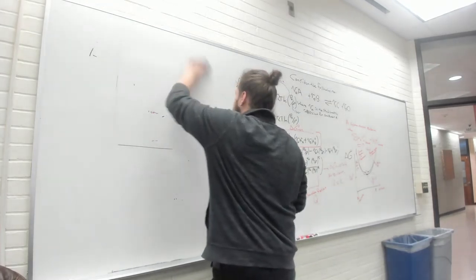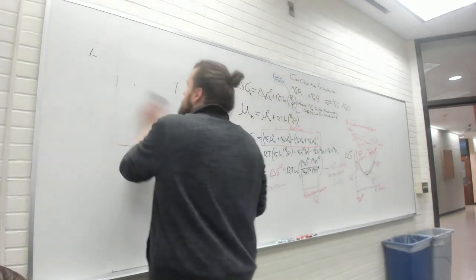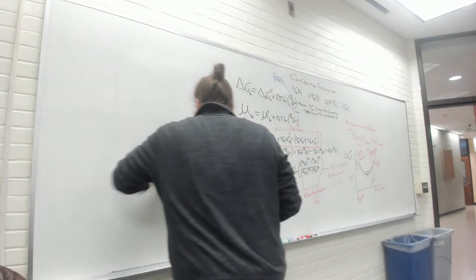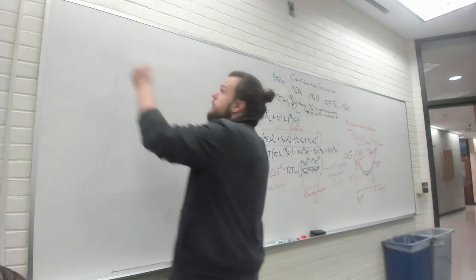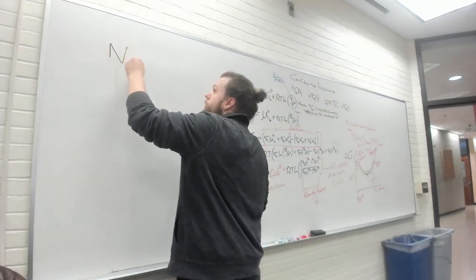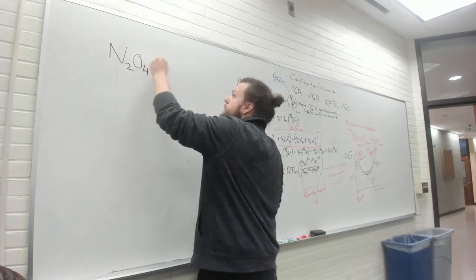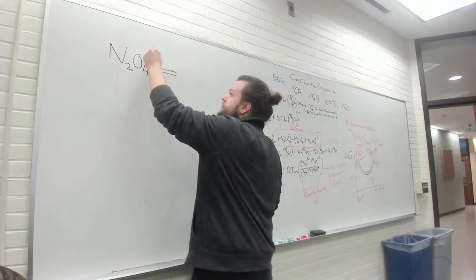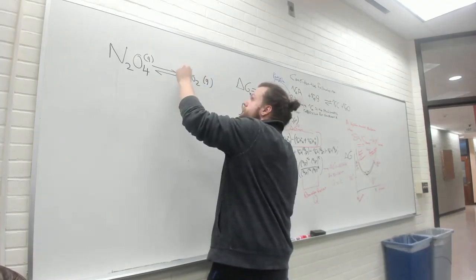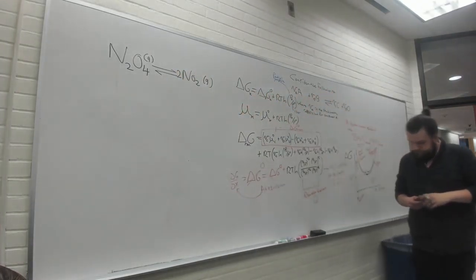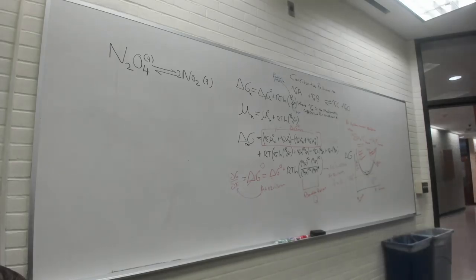Okay, someone's still writing. The problem I want to do today is a classic reaction in atmospheric chemistry, which is to take N2O4 and decompose it, in gas phase, of course, into two components of NO2. We're going to use this extended reaction technique to calculate our equilibrium concentrations.